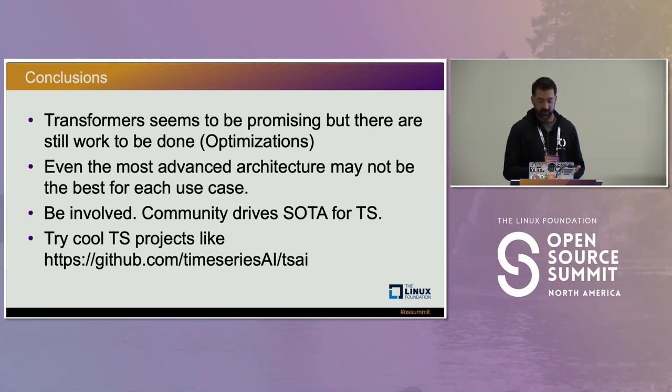And the third one is, of course, be involved. What is important with transformers and time series is that communities drive the state of the art. Again, it's not the same as GPT, where you have one API, OpenAI or Google, training huge models. Here, it's the community that is researching, testing, and sharing information, because you don't have a model that you can download and use for time series. You need to train the model with your data, and you need to see if it works or if it doesn't. So it's probably up to each use case or each problem.